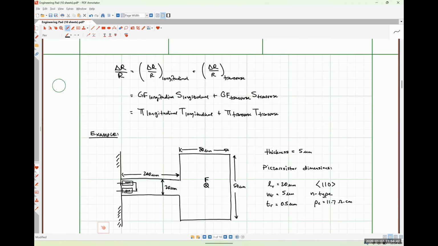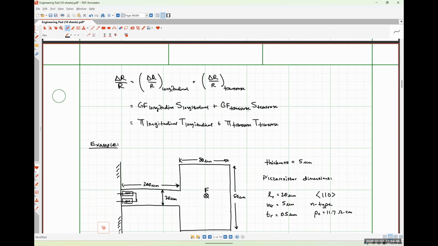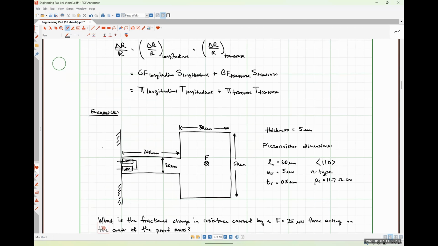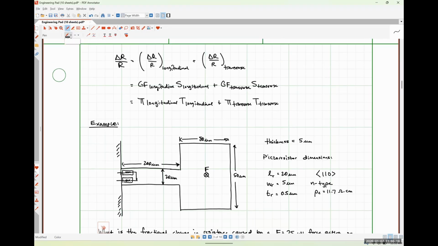So if we want our fractional change of resistance and we know our stress, then really the only thing else we need to figure out is our pi longitudinal here. Okay. Yes, the fractional change in resistance is delta R over R, right? Correct. We just found the stress.